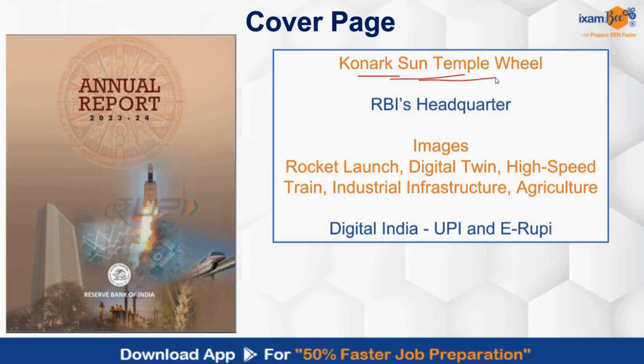First, have a look at the front page, which has the Konark Sun Temple wheel in the background, and then images of a rocket launch highlighting India's outstanding achievement in the space sector. And you must know that this is the head office building of the RBI. This digital twin shows the importance of the digital economy. Nowadays, if you don't talk about AI and ML, it means you don't see the future. There is the government's focus on infrastructure development and UPI in the background. We have crossed 13 billion transactions in UPI, a worldwide achievement. And not to forget, Desh ka culture, agriculture.